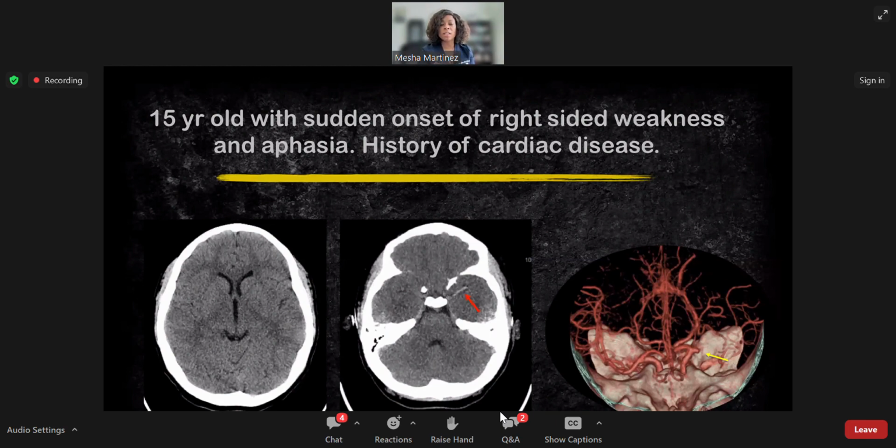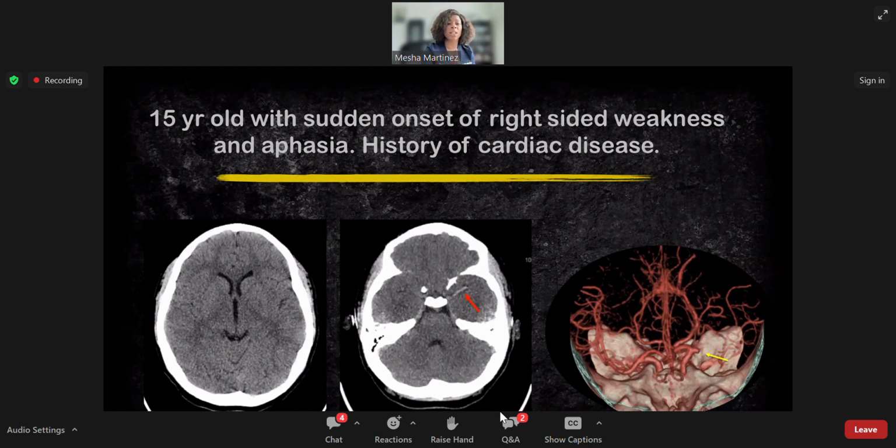And so our next case, you can see that there's similarities, but there's also differences. This is a 15-year-old, so automatically think larger vessels, pretty much adult size, whereas our prior patient was 6 years old, so think smaller vessels and more fragility. But this 15-year-old presented with a sudden onset of right-sided weakness and aphasia. He has a history of cardiac disease as well.